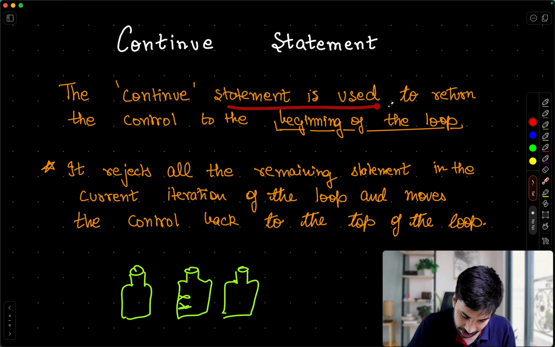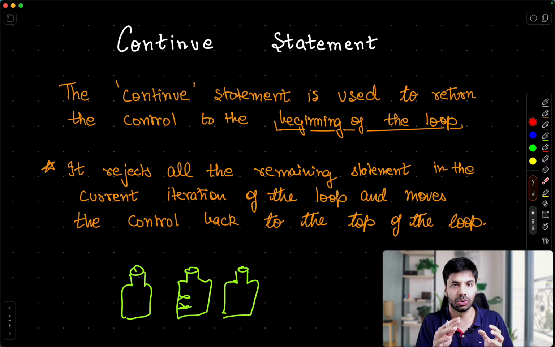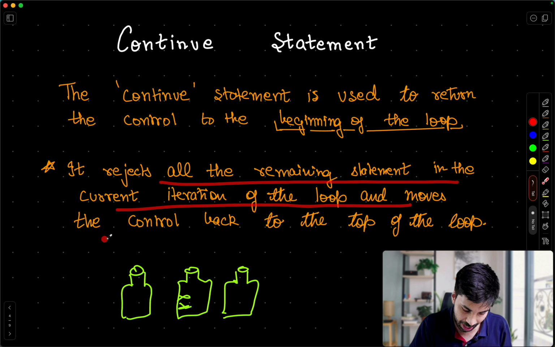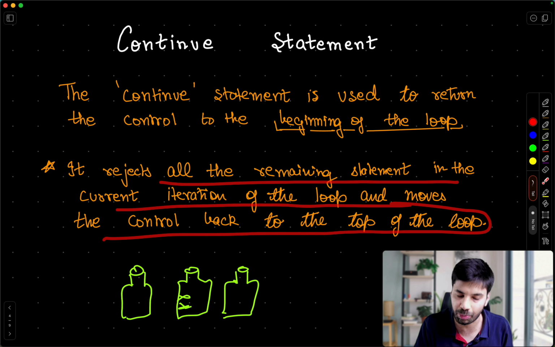The continue statement is used to return the control to the beginning of the loop. So the overall decision control goes to the beginning of the loop. It rejects all the remaining statements in the current iteration of the loop and moves the control back to the top of the loop.